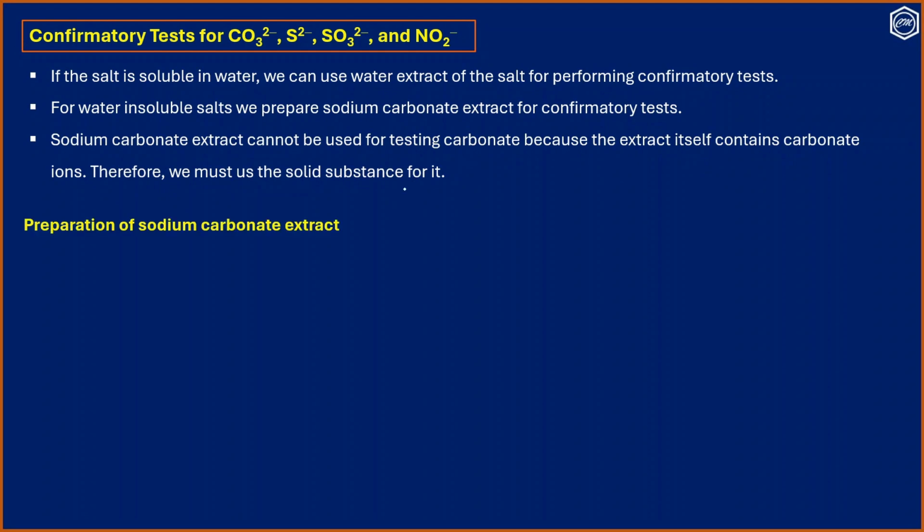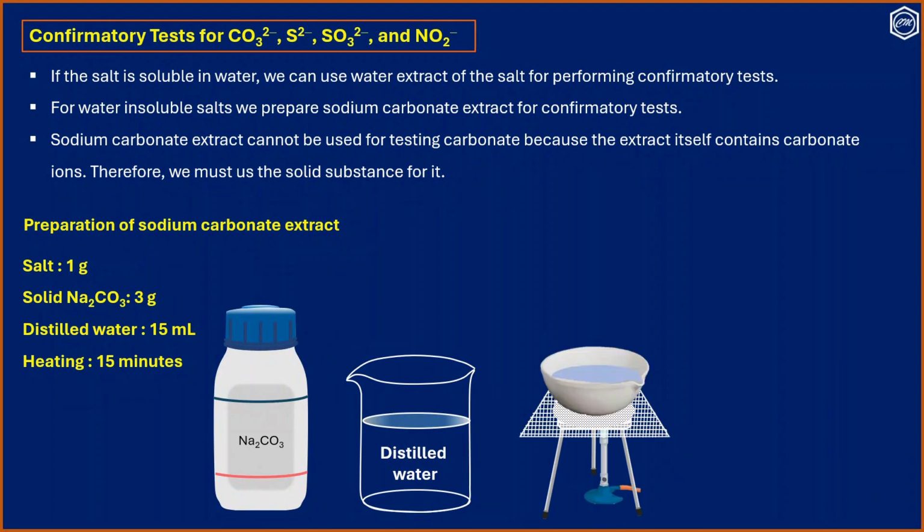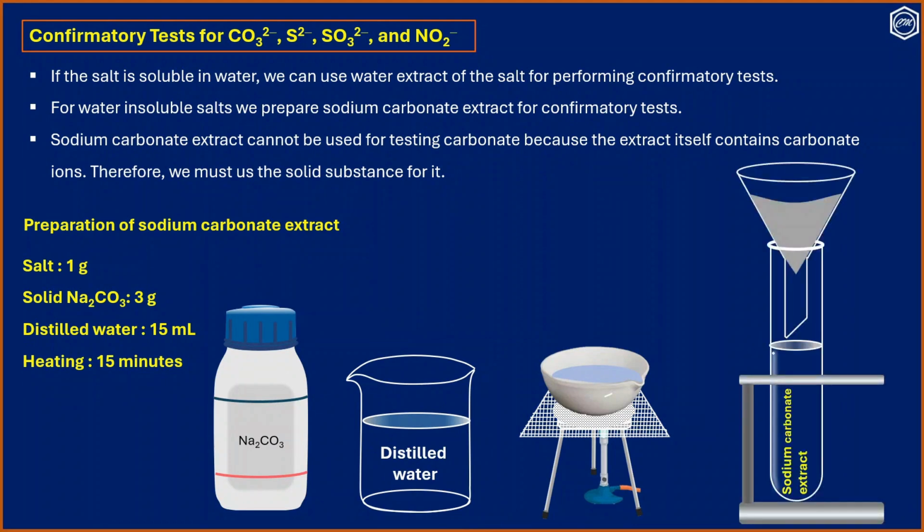Sodium carbonate extract is prepared in the following way. Take 1 gram of the salt in a porcelain dish. Mix it with 3 gram solid sodium carbonate and add 15 ml distilled water to it. Stir and boil the content for about 10 minutes. Cool it, filter and collect the filtrate in a test tube and label it as sodium carbonate extract.